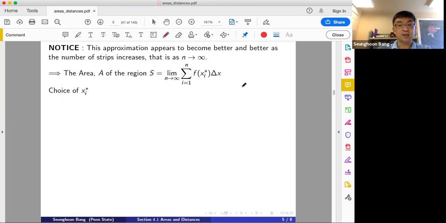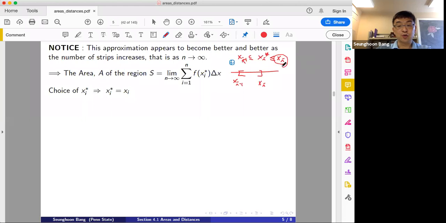The choice of xi star. As I said before, you can choose any number. Usually you can choose the right-hand point. Remember, we have a subinterval given here, the subinterval from xi minus 1 to xi. The choice of xi star is any number between xi minus 1 and xi.